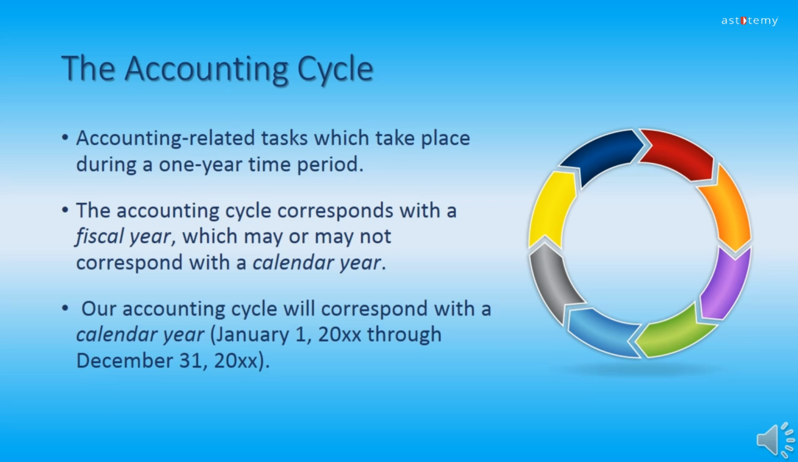The accounting cycle refers to the particular accounting-related tasks which take place during a one-year time period. The company's accounting cycle corresponds with its fiscal year, which may or may not correspond with a calendar year. For the purposes of this course, we will work on the assumption that our accounting cycle corresponds with a calendar year which runs from January 1st, 20XX through December 31st, 20XX.